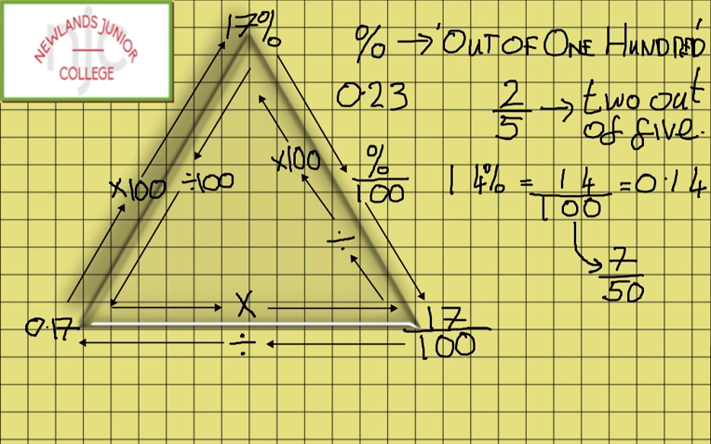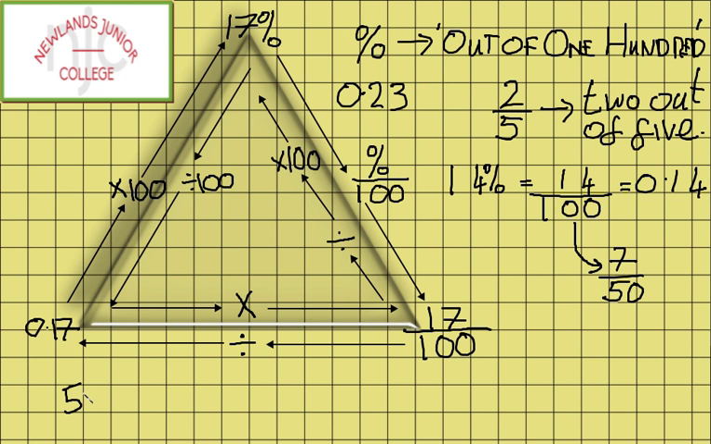Let's get on to a slightly more challenging example. Let's start then with our final example, and let's make it 5.6%. The first thing we're going to do is turn it into a fraction. And as our triangle here tells us, we simply take our percentage over 100. So our fraction will be 5.6 divided by 100.